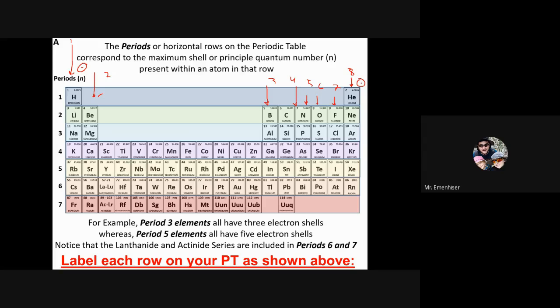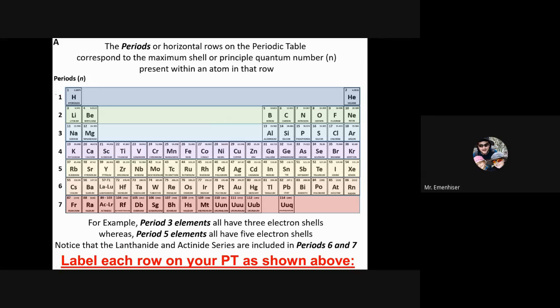Helium will have 2 in its outer shell, so it'll have 2 hanging out there. Boron will have 3. Carbon will have 4. Nitrogen will have 5. Oxygen will have 6. Fluorine will have 7. And neon will have 8. Okay. All right, now let's talk about the energy level.